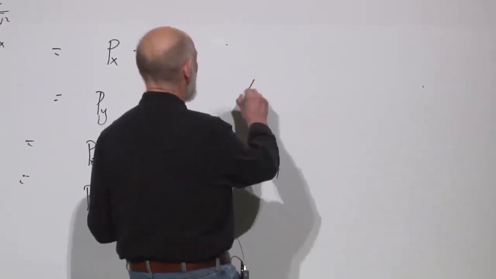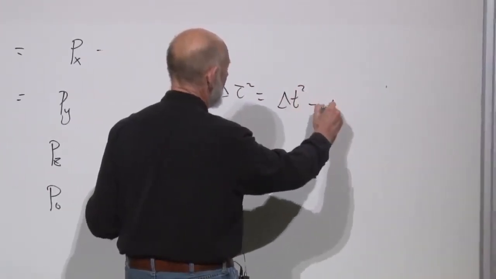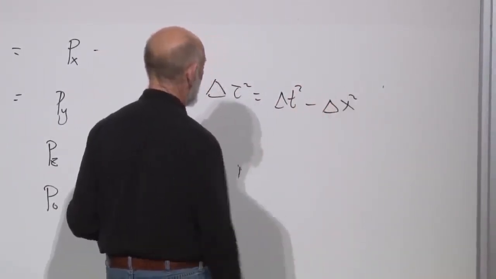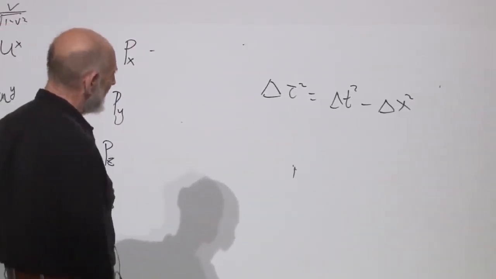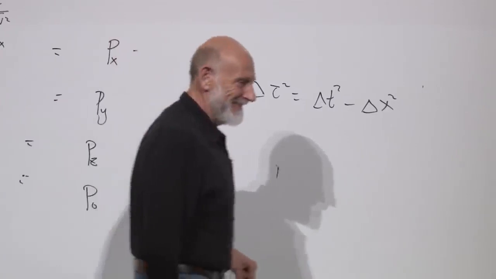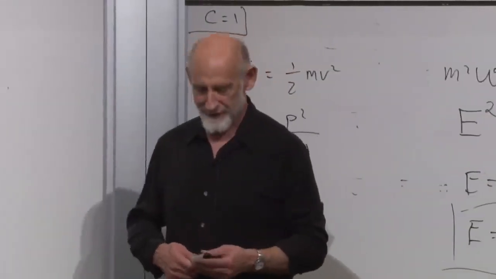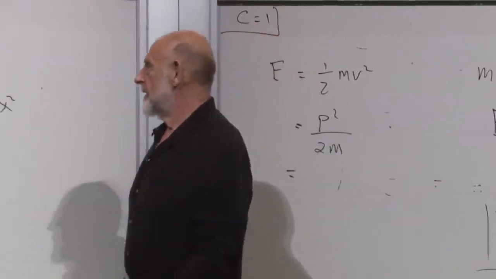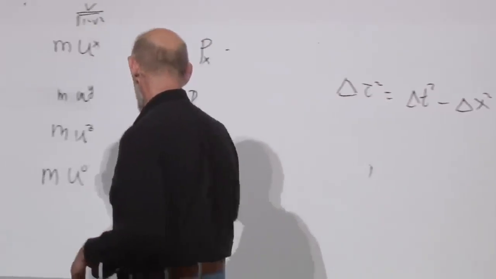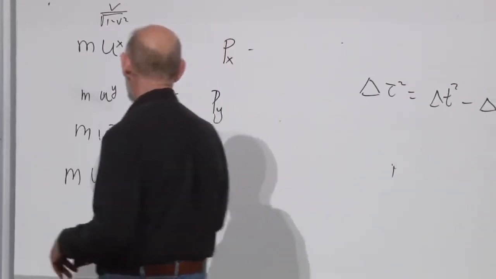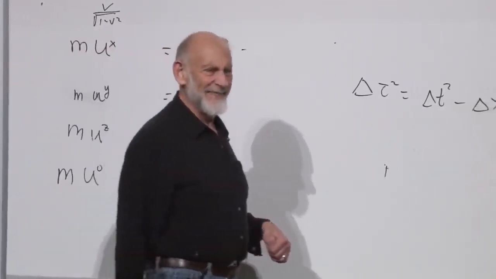All right. So do you remember this formula? Delta tau squared is equal to delta t squared minus delta x squared? Okay. Right, here it is. Yes, Kevin? So U naught is dt d tau. That's correct, delta t over delta tau. Right. What does that mean about energy? Does that tell us anything about energy?